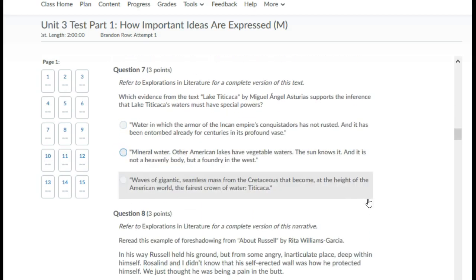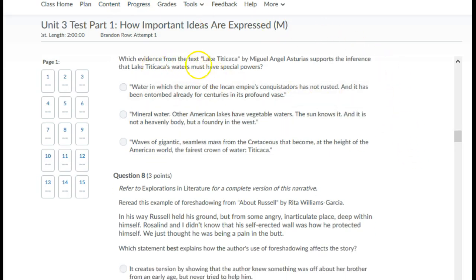Question 7. Refer to Explorations in Literature for a complete version of this text. Which evidence from the text Lake Titicaca by Miguel Angel Asturias supports the inference that Lake Titicaca's waters must have special powers? If you need to, pause the recording, go back into content, go to class materials, and open up your textbook. So we are looking for which evidence from the text supports the inference that Lake Titicaca's waters must have special powers. Water in which the armor of the Incan Empire's conquistadors has not rusted, and it has been entombed already for centuries in its profound base.